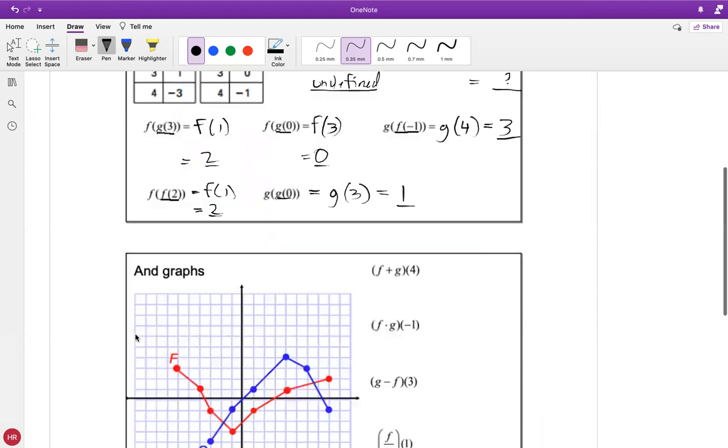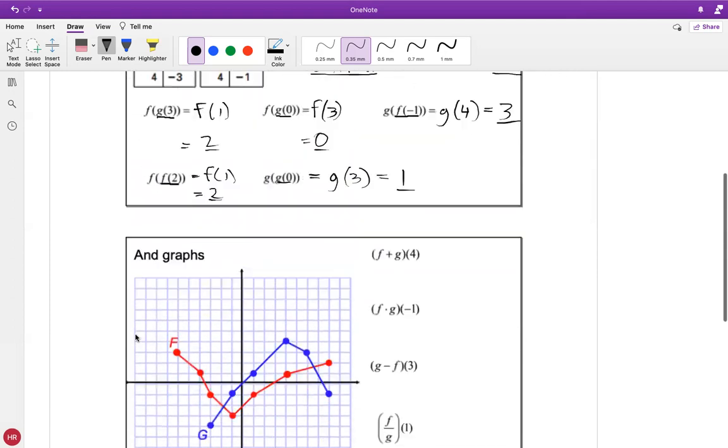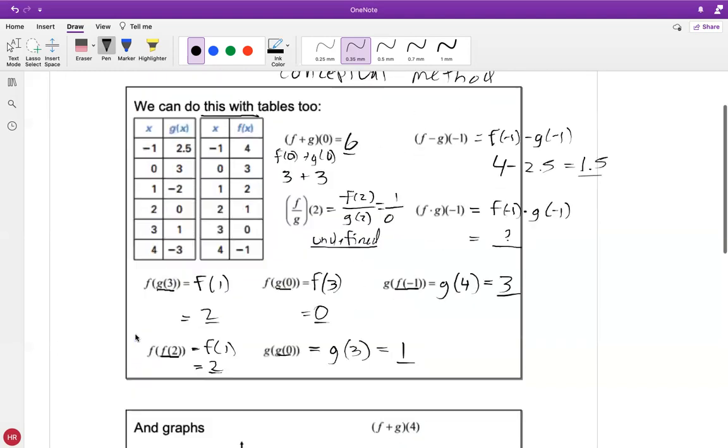The last thing we'll talk about today is you can do this exact same thing, but with a graph. You could think about this graph as a list of points. Instead of g of x on a graph, you would probably call that y, but you could also call it g of x. And so this first row of this first table would represent the point where x is -1 and y is 2.5. This row of the table would represent the point where x is 0 and y is 3. This would be 1, -2, so on and so forth. This last one would be 4, -3.